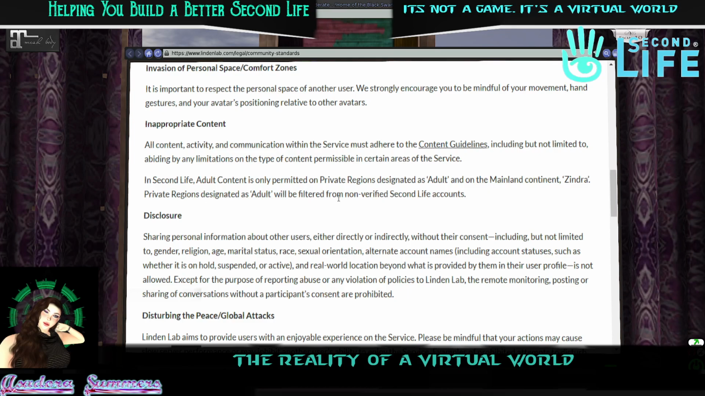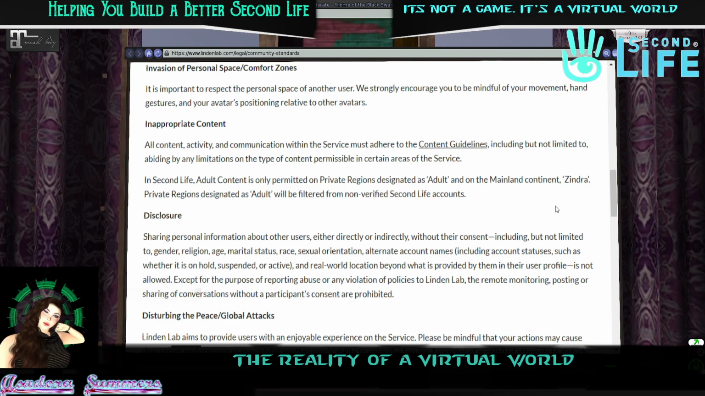Now, this section here, inappropriate content. Okay, I have been on G-rated sims and I've seen stuff that shouldn't be there. I've been on moderate sims and I've seen stuff that shouldn't be there. I've been on adult sims and I've seen things that shouldn't be there, like the whole child play type of stuff and things of that nature.